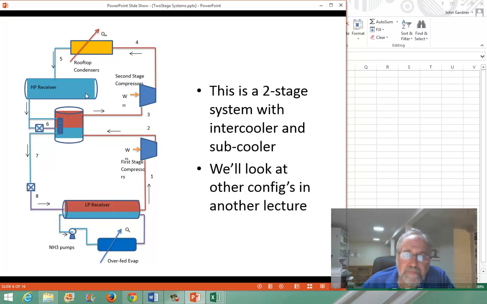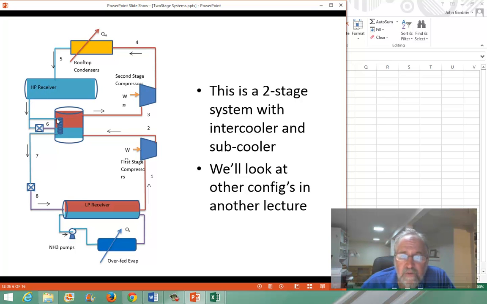This is usually a fairly large tank. It can be outside. It can be in the machine room. It is uninsulated because it's roughly ambient temperature. It's 70, 80 degrees somewhere in that region. Often painted orange in these ammonia systems.